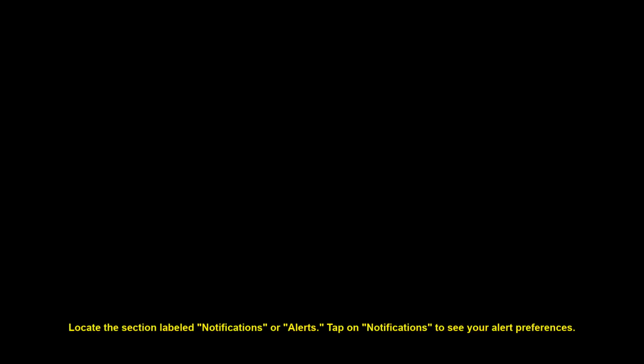Tap on Notifications to see your alert preferences. Within this section, look for Goal Reminders. Toggle off the option for Goal Reminders. Confirm your choice, then exit the Settings menu to return to the main dashboard.